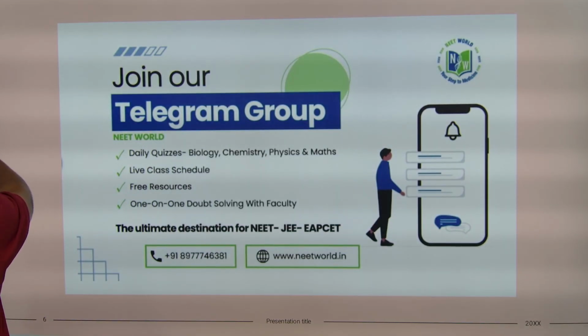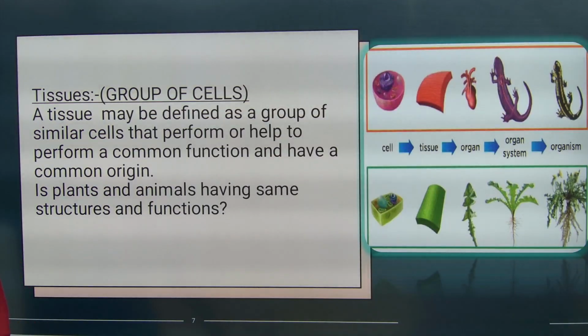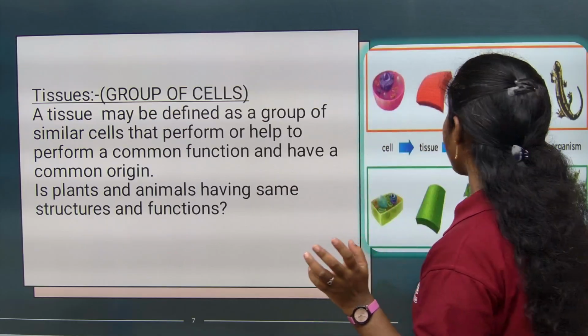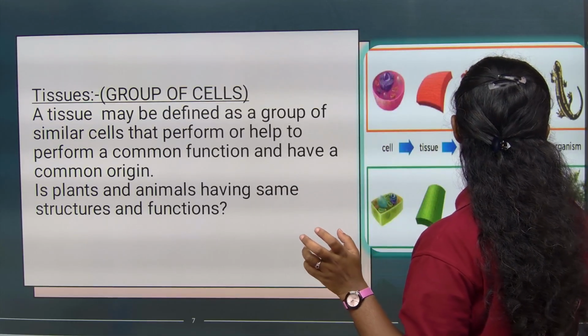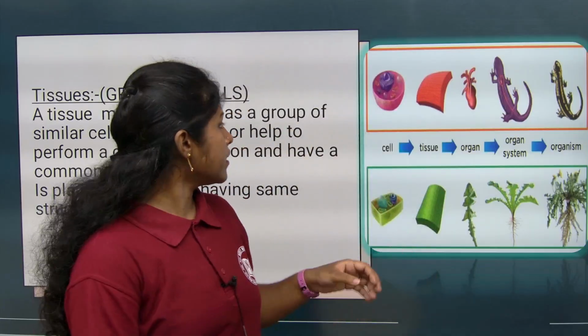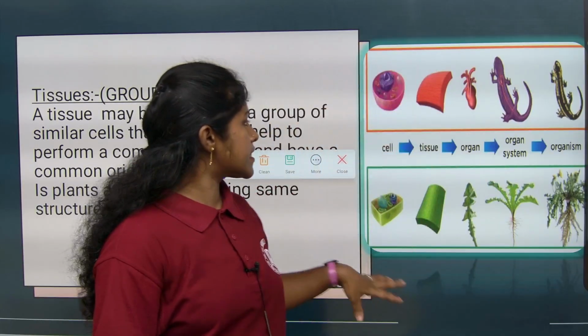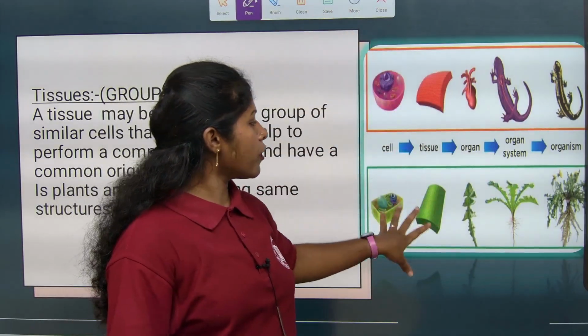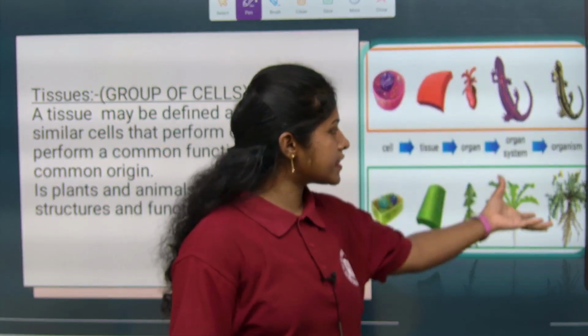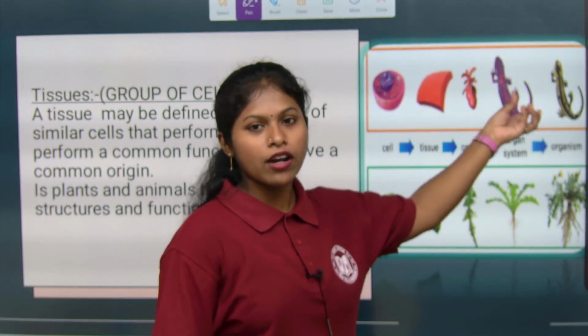So in this session, we discussed about the tissues, right? What is the definition of tissues, children? Tissue is nothing but a group of cells having the similar origin and a common function, right? And a group of cells makes the tissue, a group of tissues makes the organ, a group of organs makes the organ system, and the organ system makes a whole organism.